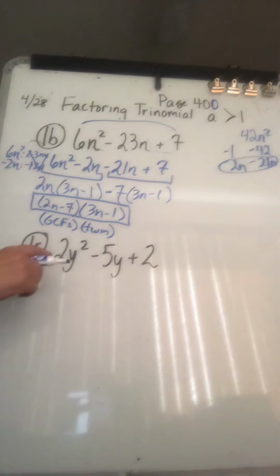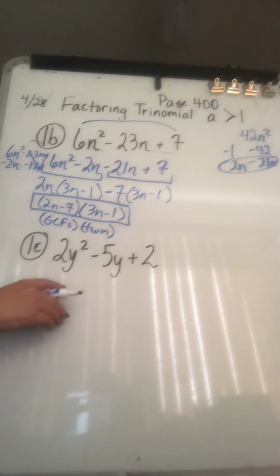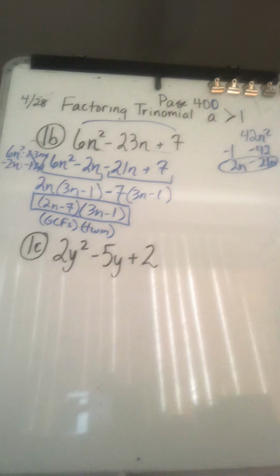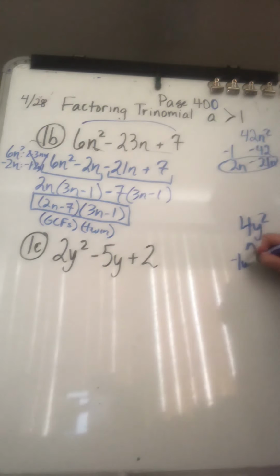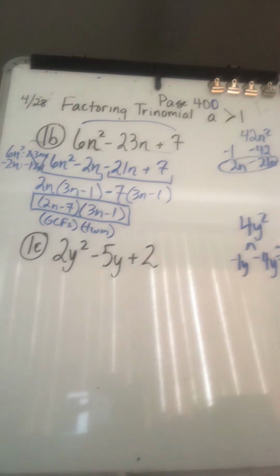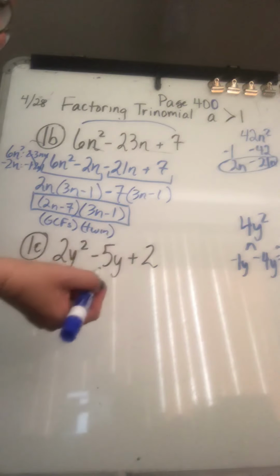Now here is a very similar problem but with much smaller numbers. I'm going to multiply the two 2's, so that gives me 4. And I know I'm going to need two negatives to equal 5. Well, -1 and -4 definitely equal -5. That was my first one. I don't need to keep on going. My only other factor is 2 and 2, and that's not going to equal 5.